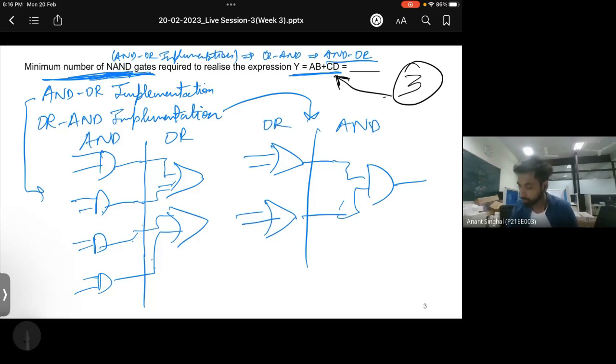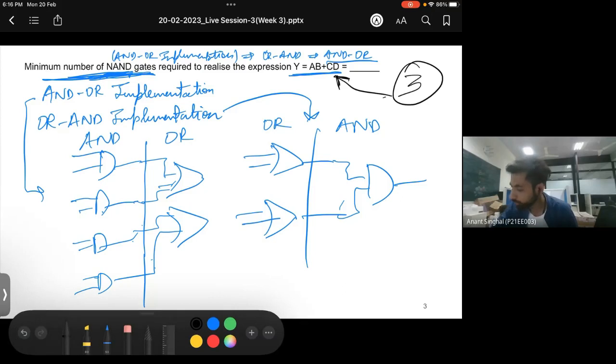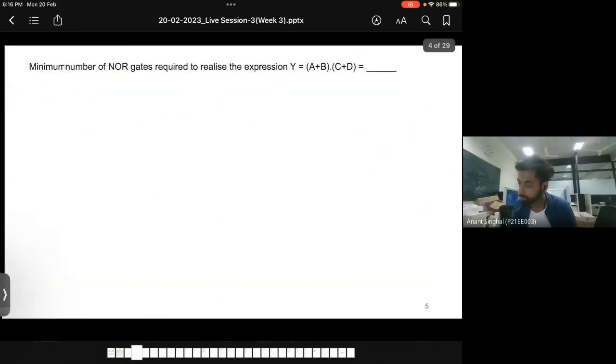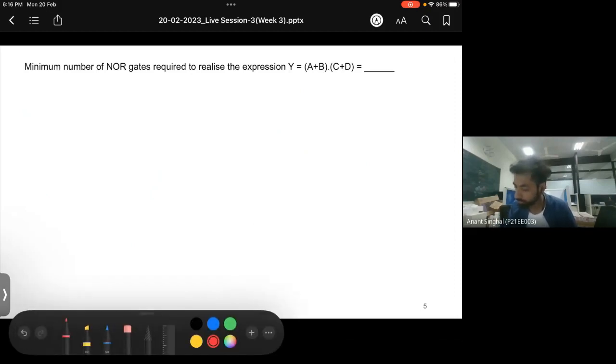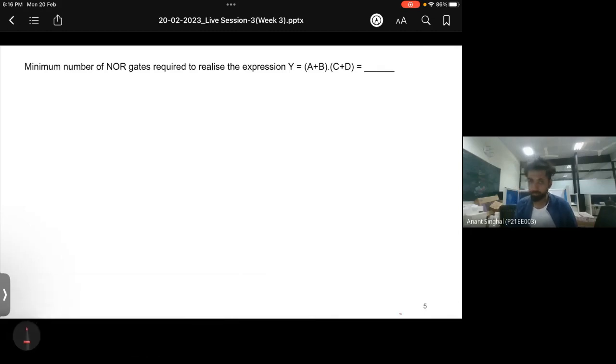So yeah, there will be one more question of a similar approach. I guess you all can try it. I'll give you 5 minutes at max. So this is the question. Now you know the concept, so try to solve it by yourself. It is asking what is the minimum number of NOR gates required to realize the expression A plus B, which is ANDed with C plus D. I'll give you 5 minutes.